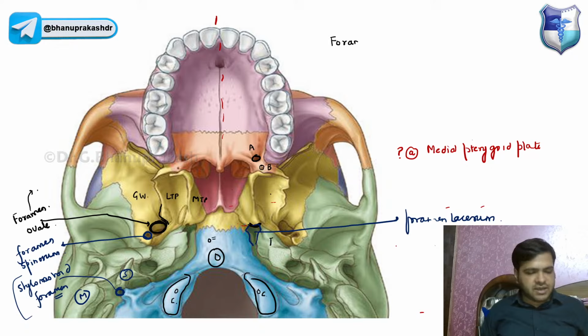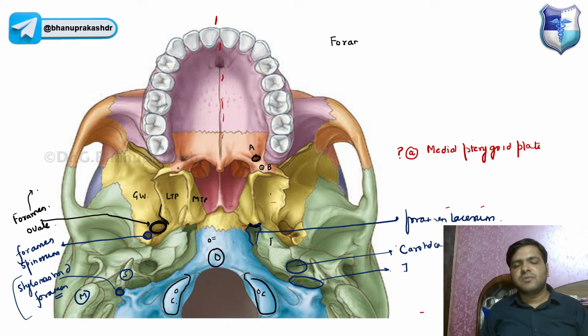Guys, remember we have the carotid canal. It is in the petrous part of the temporal bone. And the third one, guys, you already know, the big foramen over here is the jugular foramen. Obviously, in the jugular foramen, the internal jugular vein will pass through it, right? The inferior petrosal sinus will be there, and that is something you have to remember.